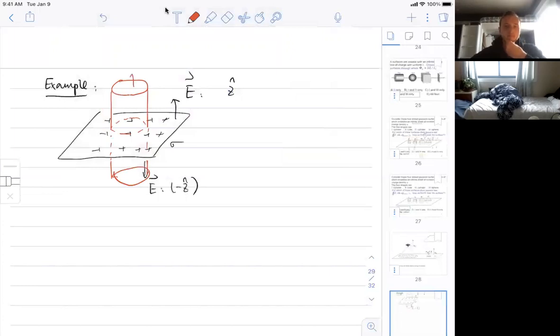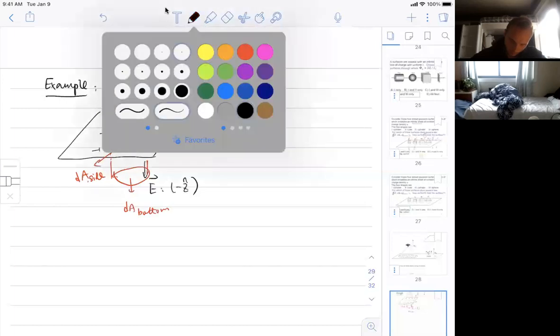And this is my dA on the top, dA on the bottom, and the side. Okay, so Gauss's law. Let's use Gauss's law.